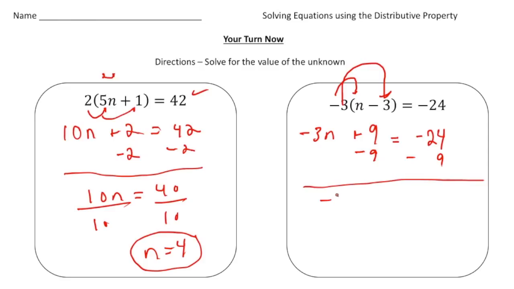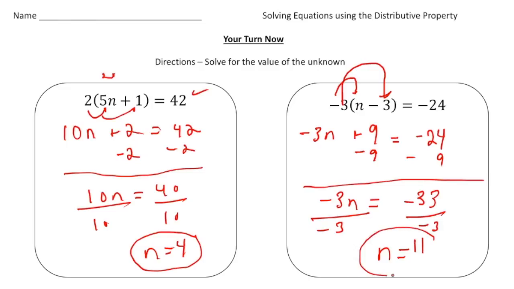So we have negative 3n equals negative 33. Last but not least, divide both sides by negative 3. And a negative divided by a negative is a positive. And negative 33 divided by negative 3 gives you 11 as our solution. All right, how'd you do?